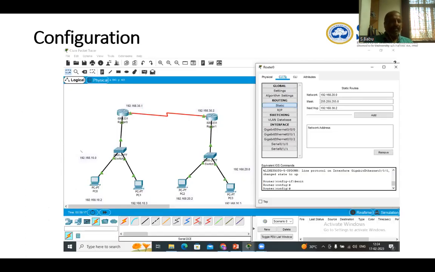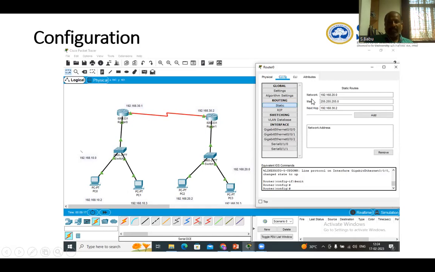Next, this is the example. Here there are two networks: this one network, and this another network. This network address is 192.168.10.0, and the other network is 192.168.20.0. We want to transfer data from this network, 10.0, to 20.0. So in this, we are going to provide the static routing.